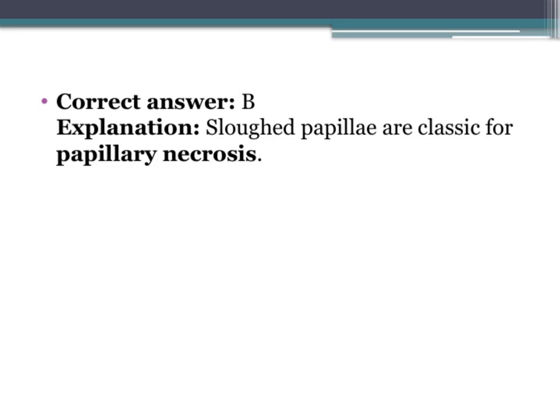Sloughed papillae are actually quite characteristic of papillary necrosis. When the tissue at the tip of the renal papillae dies and sheds, it creates a very distinct appearance. Recognizing these sloughed papillae can really help us identify papillary necrosis specifically. This is important because it ties into the overall theme of understanding different renal pathologies and their distinctive features. So remember, if you see sloughed papillae, think papillary necrosis as a key diagnosis.